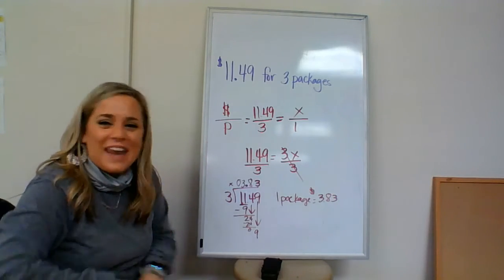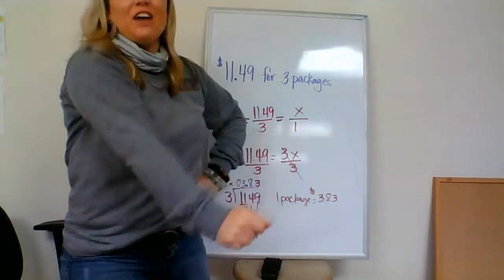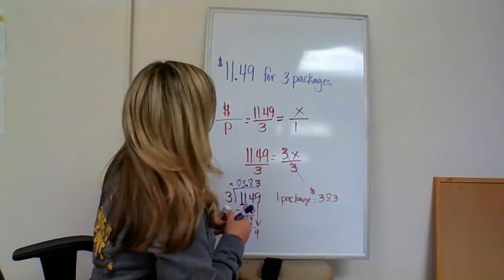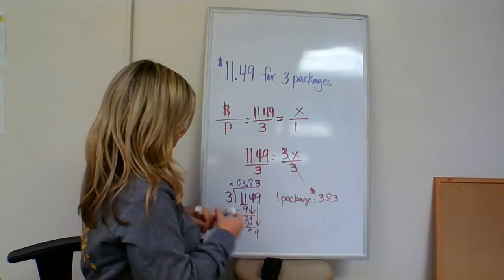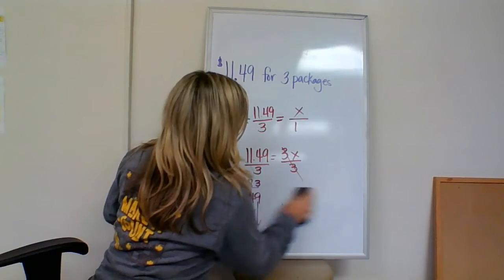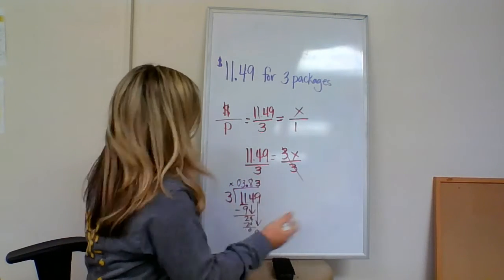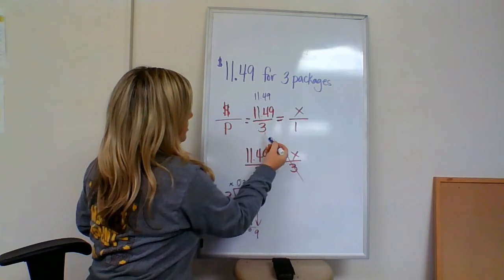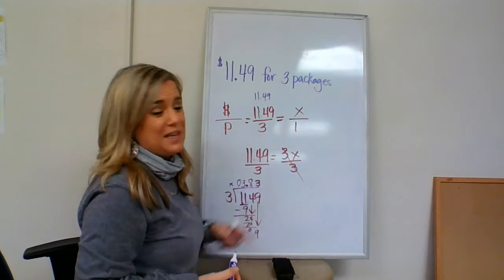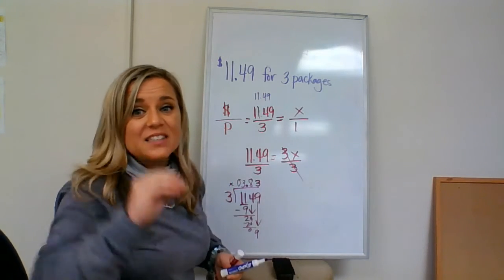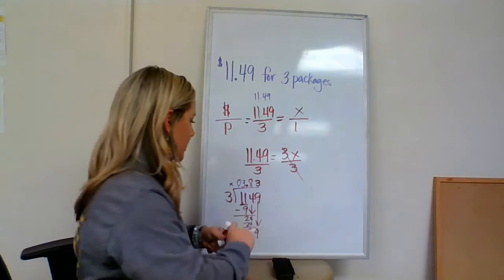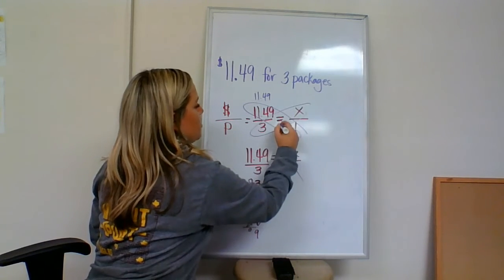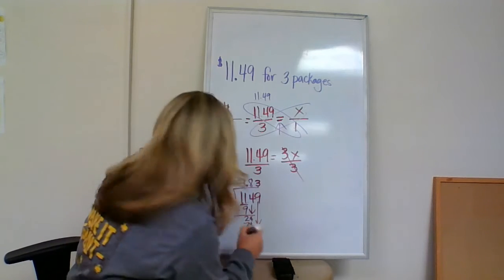Now, you think I'm done? No, I'm not. I got to check yourself when you wreck yourself, girl. It takes 3 seconds of my life. This is what I want to do. I know that 1 times 11.49 is 11.49. I want to make sure that 3 times $3.83 is 11.49. If it is, I've done my work. I'm good. We can leave it alone, because we know that these have to be equal. So I can check this.